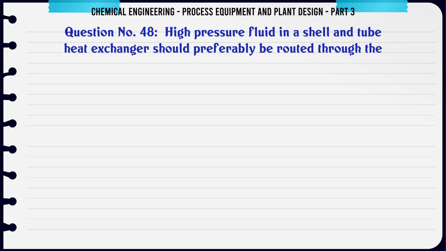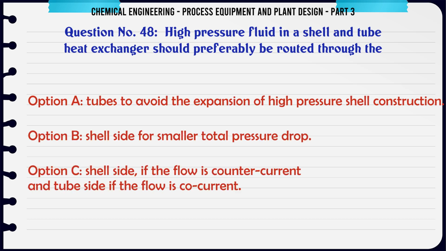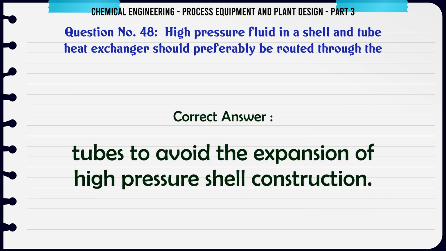High pressure fluid in a shell and tube heat exchanger should preferably be routed through the A. tubes to avoid the expansion of high pressure shell construction. B. shell side for smaller total pressure drop. C. shell side if the flow is countercurrent and tube side if the flow is co-current. D. shell side for large overall heat transfer coefficient. The correct answer is tubes to avoid the expansion of high pressure shell construction.